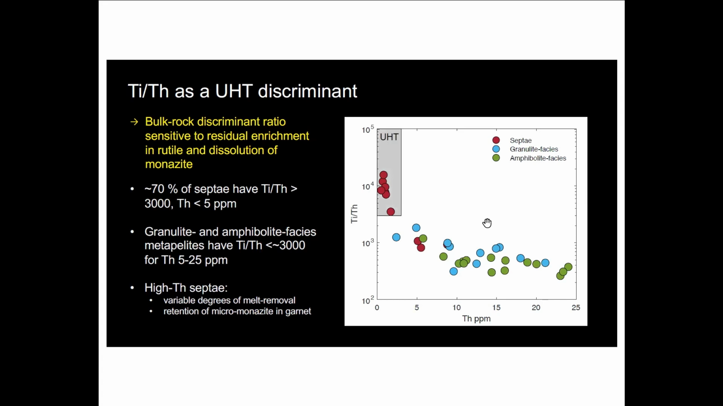And there are two trends I want to explain. The first is that the most restitic septa have very high titanium-thorium at low values of thorium, whereas the granulite-facies and the amphibolite-facies rocks have low titanium-thorium at high thorium values. The other thing is that there is a large tail that spreads to high thorium values, and we can correlate this with the amount of melt extraction. So this is basically explained by the amount of melt that's been trapped, the SiO2 value of the bulk rock.